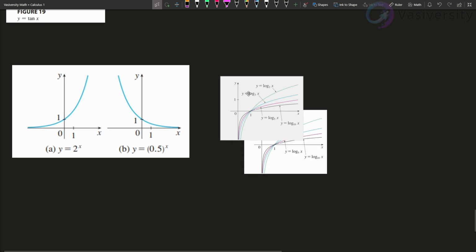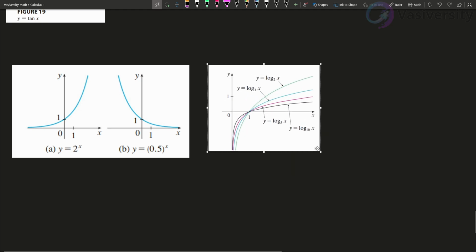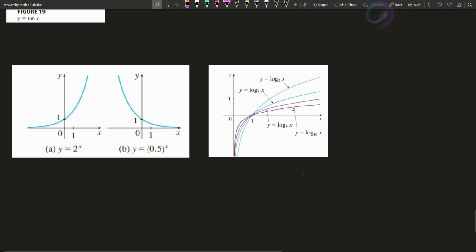First, let's review what we can do in general with a function, right? So here are the logarithms and how they look. There are different kinds of logarithms and different kinds of exponential functions. Before we move on to exponential and logarithmic functions, let's remember how we can even modify functions.